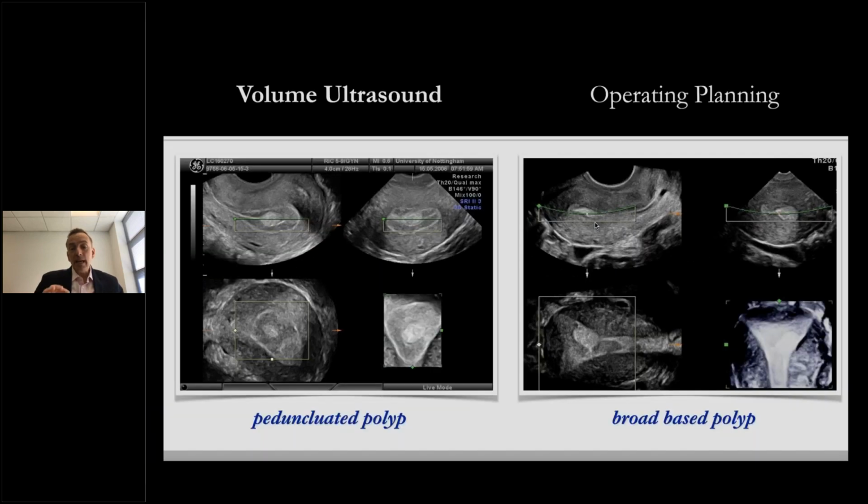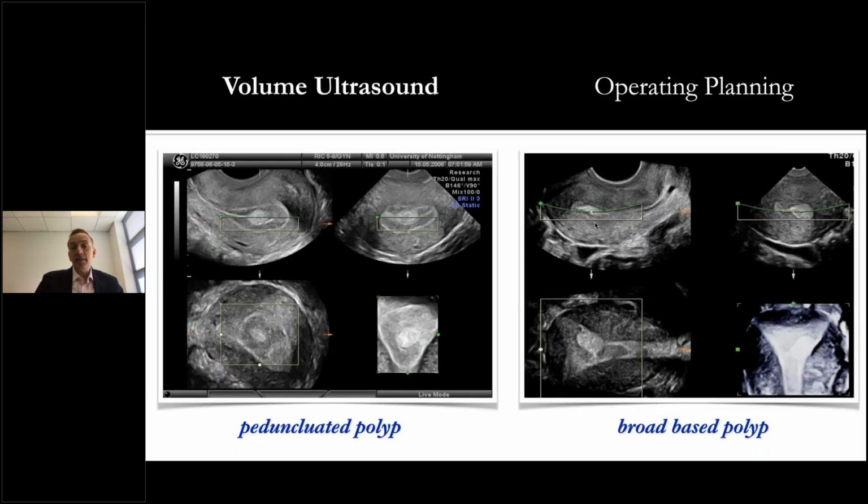Just briefly, again, about operative planning, I think this is a slide, and I show this to a lot of my new trainees. These ladies have polyps. It's a pretty easy diagnosis. You can see the hyperechogenic structure essentially in the endometrium.